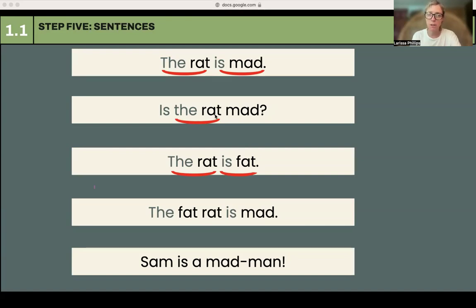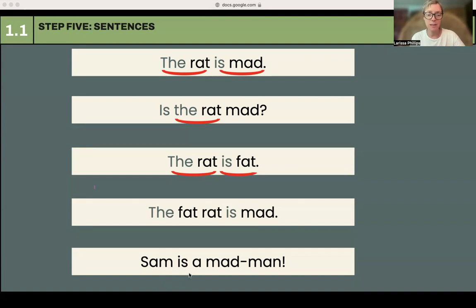And here we put the rat together. Is the rat mad? Okay, the rat is fat. The rat is fat. Okay, whoopsie. The fat rat is mad. The fat rat is mad. Fat rat is mad, however you want to say it.